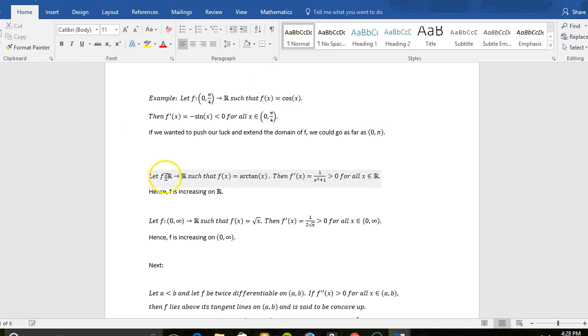Let f be a function from the reals to the reals such that f of x equals the arc tan of x. That's the inverse tangent function. Now, I told you to take my word for it. We said without any real proof that f prime of x equals 1 over x squared plus 1. By the real numbers, x squared is always positive. X squared plus 1 is hence always positive. The reciprocal of a positive is always positive, so it's greater than 0. So f prime is greater than 0 for all real numbers x, by common sense. So f is increasing on all real numbers.